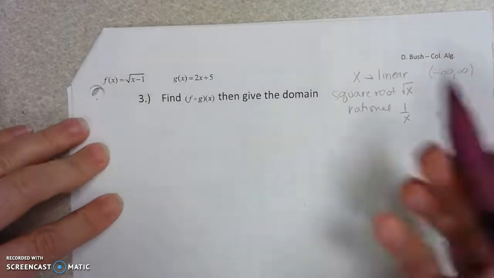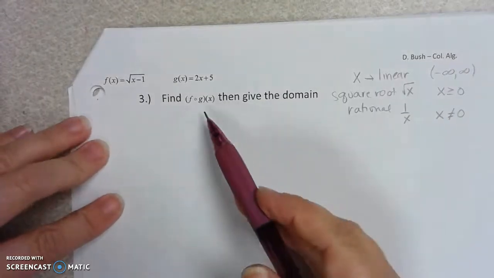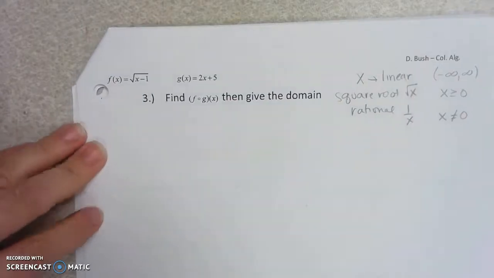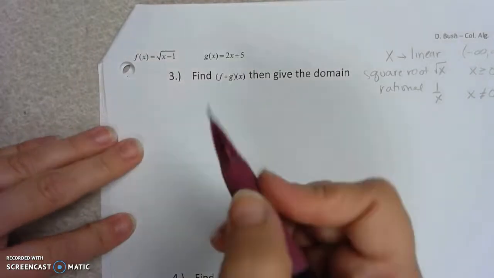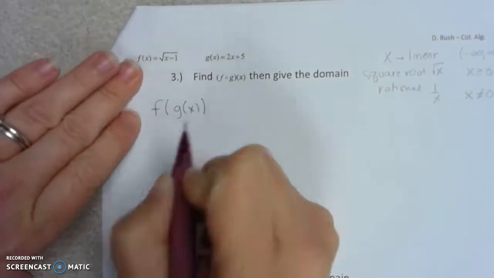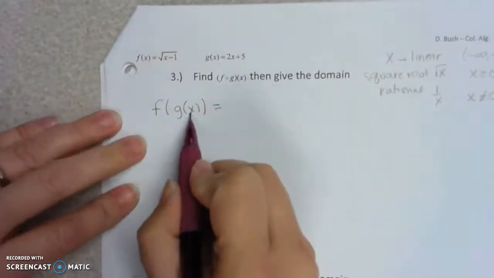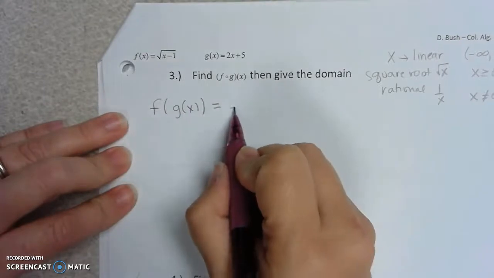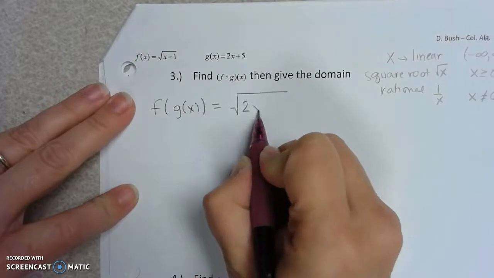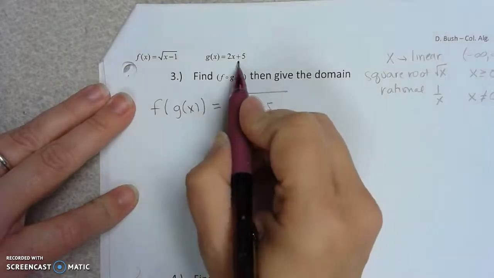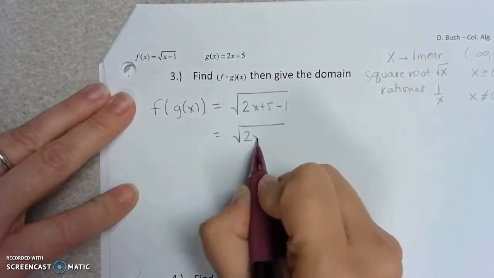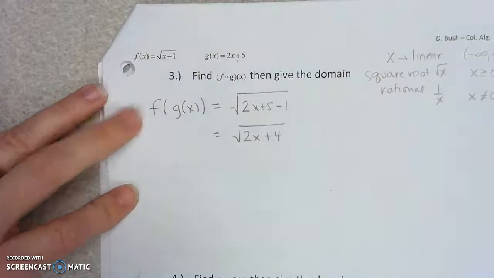As we go through and look at these compositions, it should be one of these three types of equations. So we're going to find f of g of x. I'm going to take g and fill it into f. So the function f is square root of x minus 1, but instead of writing x, I'm going to write 2x plus 5, because that's g, minus 1. And then that'll simplify to the square root of 2x plus 4.